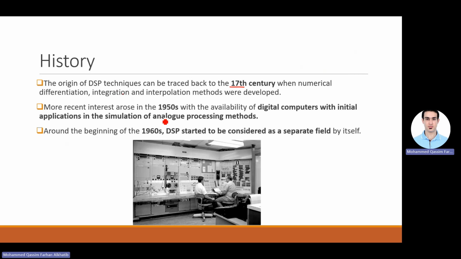Now, with the evolution of the computer, definitely the evolution of DSP has increased. In the 1950s, we had digital computers and initial applications and simulation of analog processing methods. The main need of computers was to simulate what's going on in the analog domain. Then in the 1960s, DSP matured and started to become its own field. Initially it was part of the computer field, and then digital signal processing became its own field.